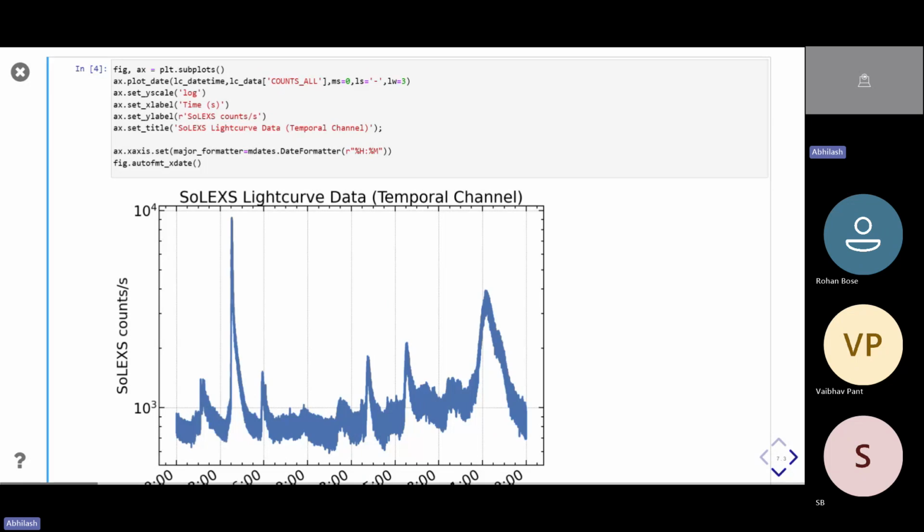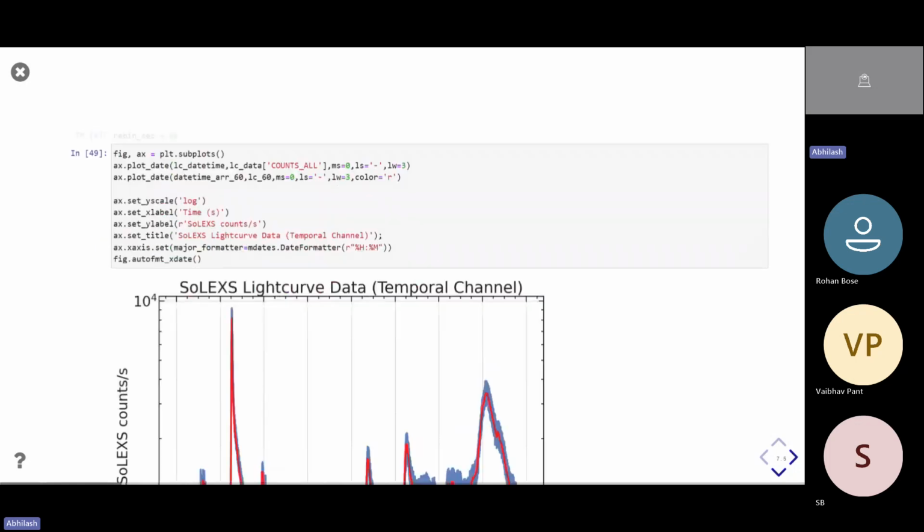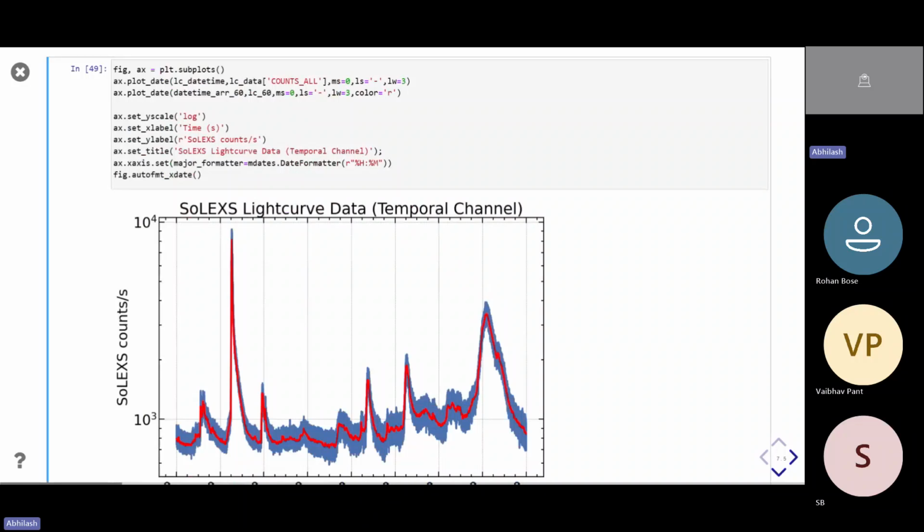We are basically counting the number of photons, so it follows Poisson statistics. Whatever variation we have is the Poisson error. If you rebin the data, say for 60 seconds, and look at the light curve, we are basically trying to smoothen the data, build the signal in our data, and see what kind of variations are there.